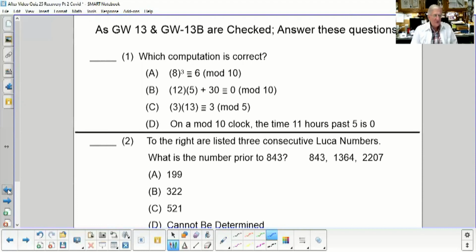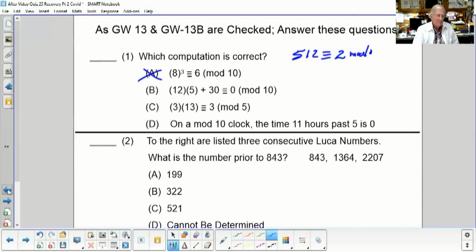Is 8 to the 3rd power 6 mod 10? Well, what is 8 to the 3rd power? Well, if you can't remember, let's turn on the calculator and find out. 8 caret 3 is 512. 512 mod 10 should be equal to what? Should be equal to 2 mod 10. So that's no good. A's no good.